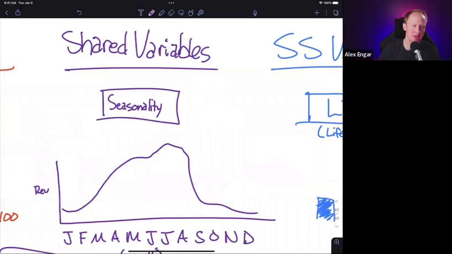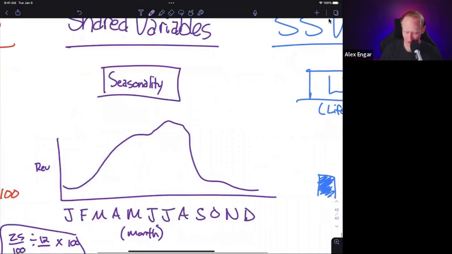So a couple of shared variables here. The biggest one is seasonality for a lot of businesses, right? You might have a business that looks like this. If we're looking at different months of the year, January, February, March, April, May, June, July, right on through the year, your revenue might look like this. It might start lowish in the wintry months, and then in March and April, as it starts getting warmer, we're peaking up, and we peak somewhere in summer, and then it drops off hard once people start school, right?